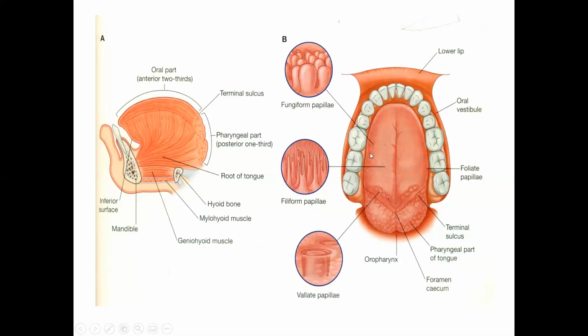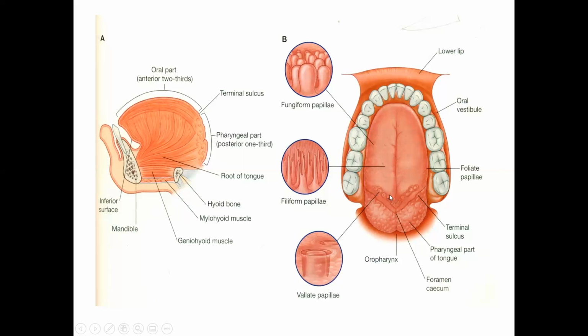Okay. Now you can see here, this is the dorsum surface of the tongue. This is the anterior 2/3 of the tongue, and this is the posterior 1/3 of the tongue. The anterior 2/3 and the posterior 1/3 are separated by the sulcus, and this is known as the sulcus terminalis.